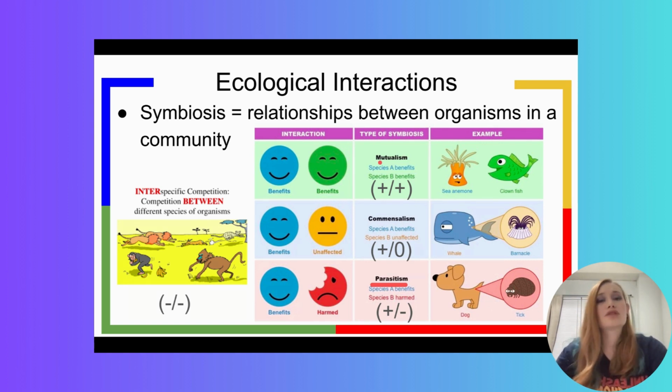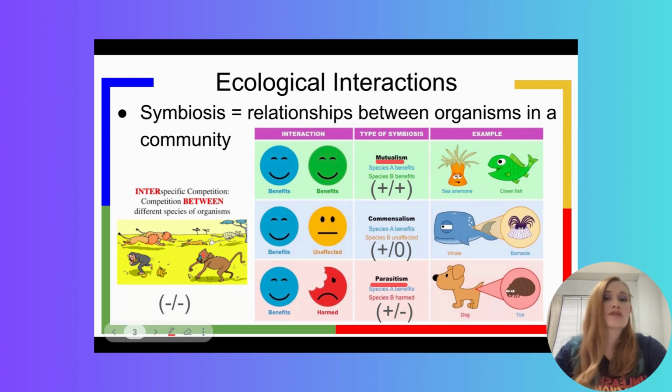The other one I want to look at is mutualism. Mutualism is represented by plus plus. Basically, this is where one species benefits and so does the other. So both species are going to benefit from this interaction. A good example of mutualism is a sea anemone and a clownfish, or bees pollinating flowers. Those are examples of mutualism.